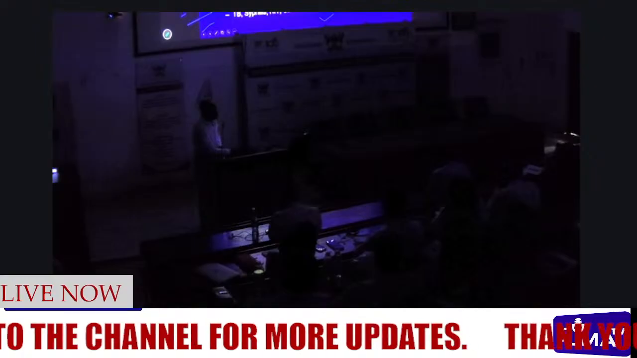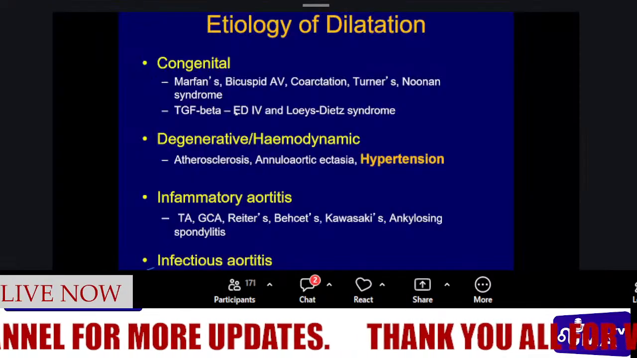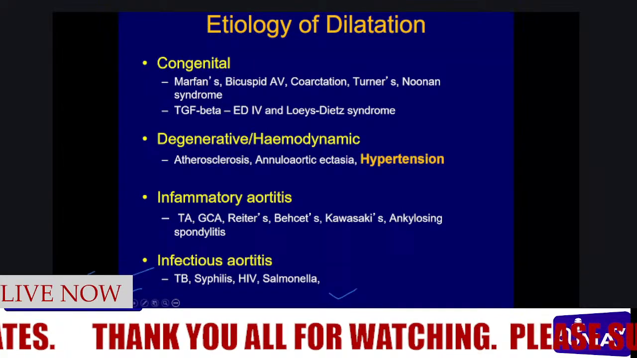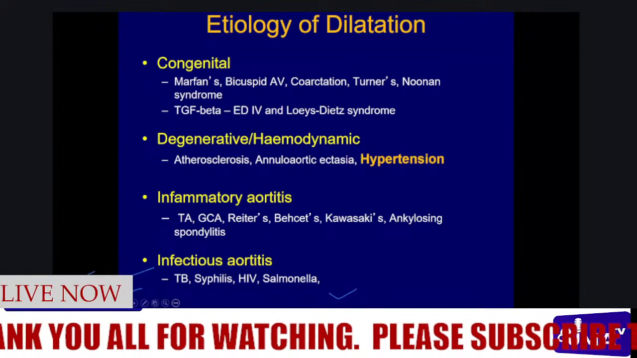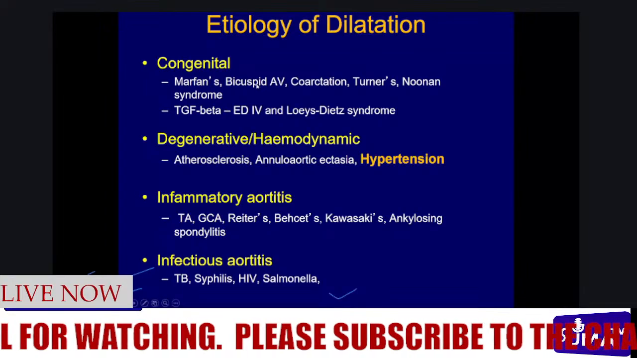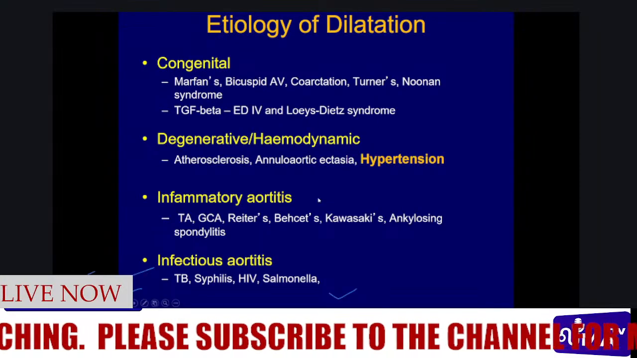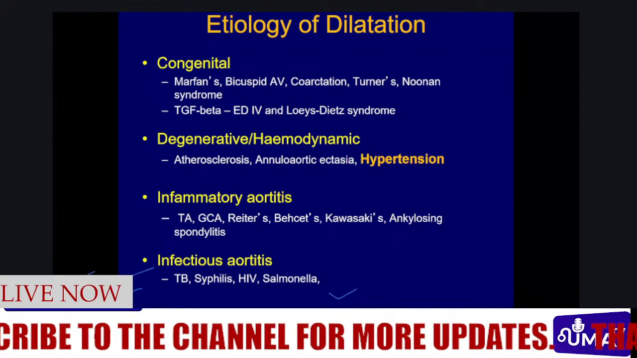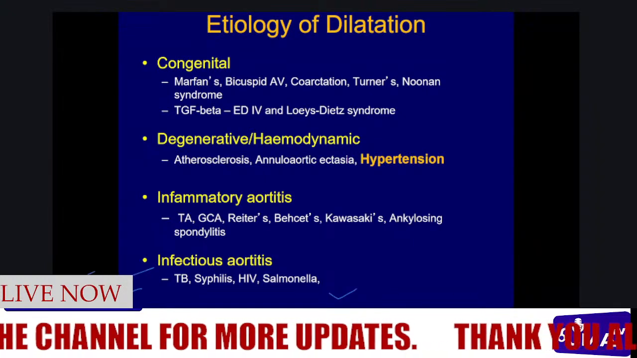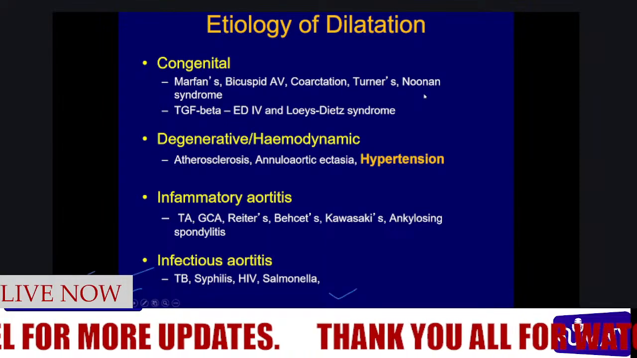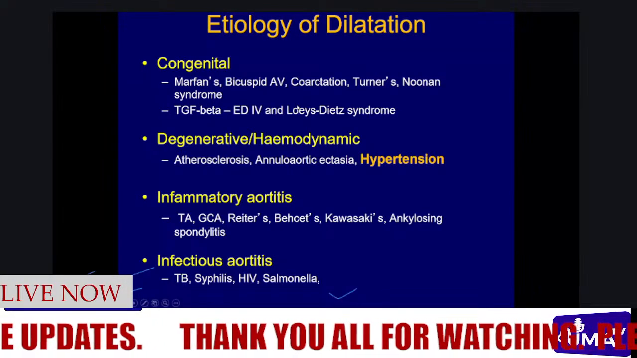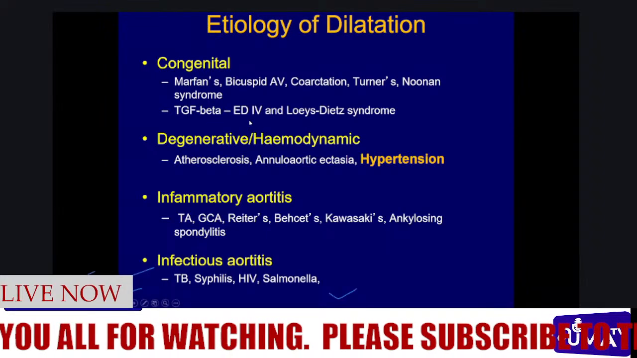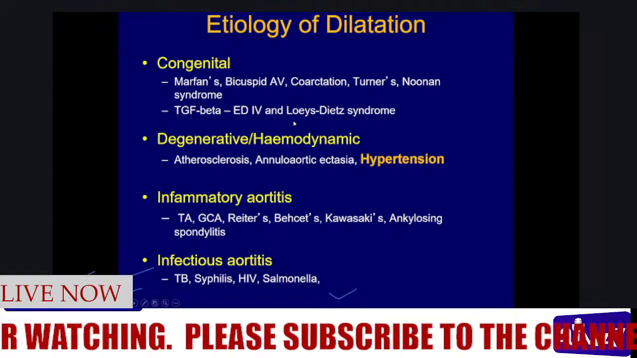So what is the etiology of aortic aneurysms? It could be congenital. Mainly we see it in Marfan syndrome, bicuspid aortic valve, and coarctation. Marfan's we are going to look at in a bit more detail. Then Turner syndrome: webbed neck, short stature, delayed adolescence, and recurrent abortions. Noonan syndrome is of great importance to the pediatricians, but you can also see it in TGF-beta mutations, like in Ehlers-Danlos syndrome or Loeys-Dietz syndrome.